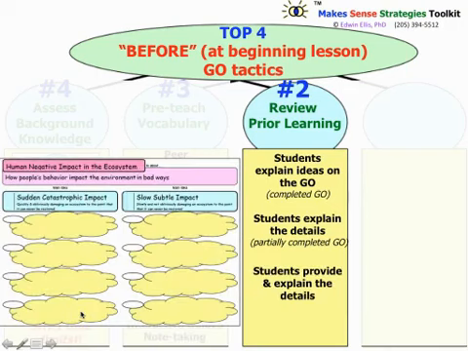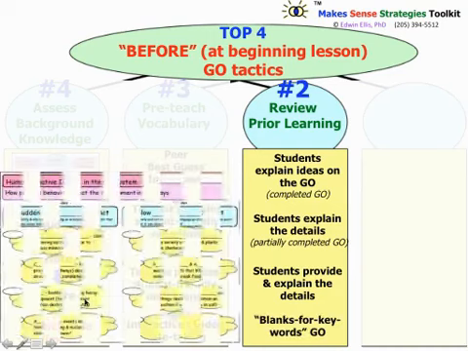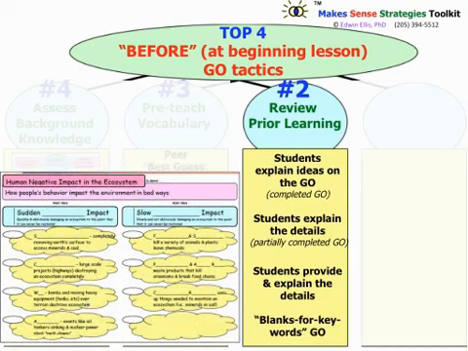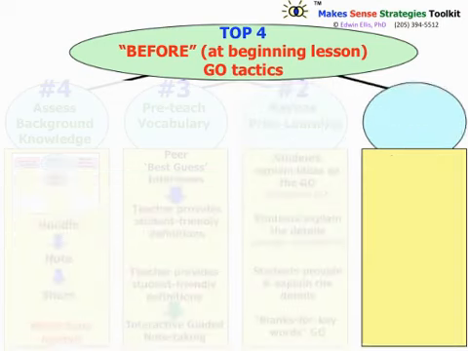Another way of doing this is not providing any of the details, but just the main ideas, and then have students try to remember what the details are. And finally, another option is what I call blanks for keywords, where they use a previously completed graphic, but they have to try to figure out what the keywords are that go in those blanks. Of those 4, I really like the one where I'm giving partially completed graphic organizers where there's some information about the details, but not all of it, and students then use that to review and explain to their peers what that was about.